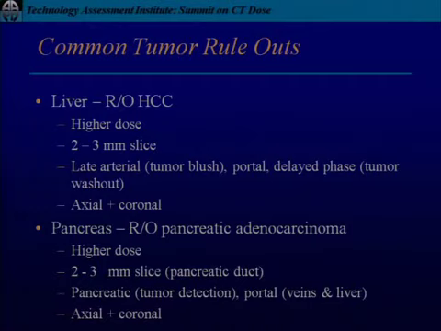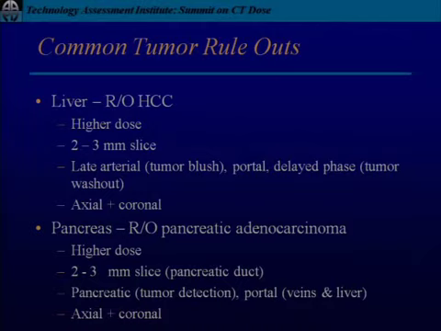For our liver rule-out HCC, we're going to use a higher dose exam. We're going to stick with the thin slices. We would do a late arterial phase image because that's where the tumor blush occurs in these patients in clinical studies. We'd do a portal phase, and then we'd do a delayed phase because about 10% of HCCs will show this tumor washout that we don't see earlier. And we'll get axial and coronal images.